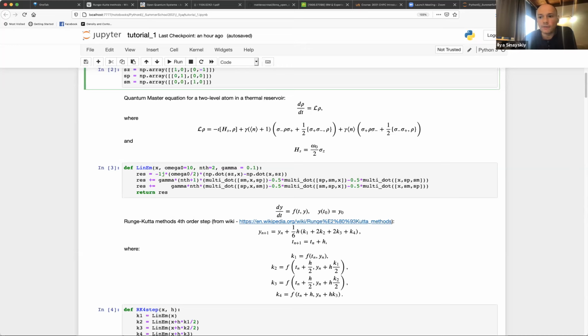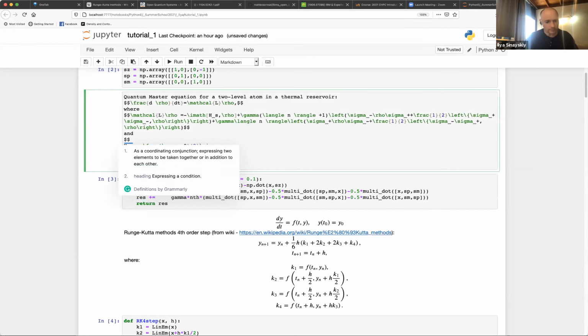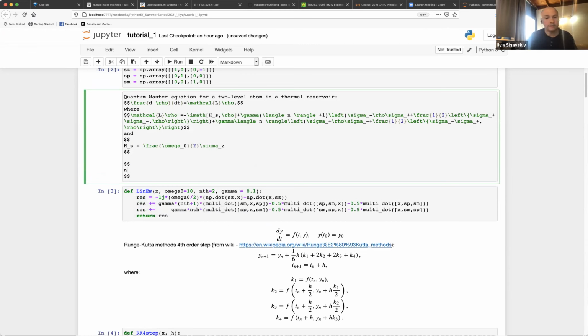And this little coefficient n here is the so-called Bose-Einstein thermal coefficient. Okay, let me just add it here. So n.